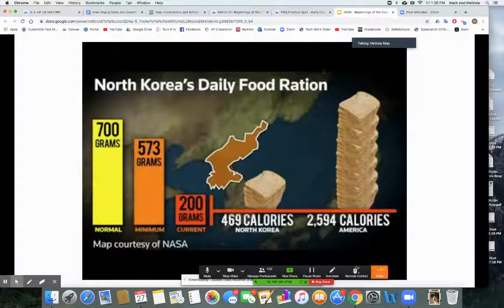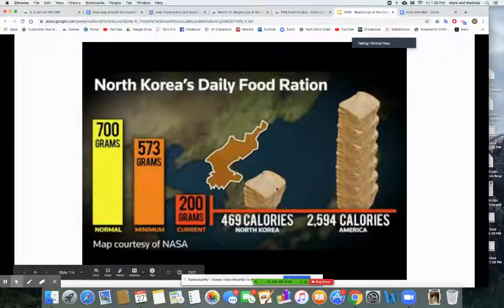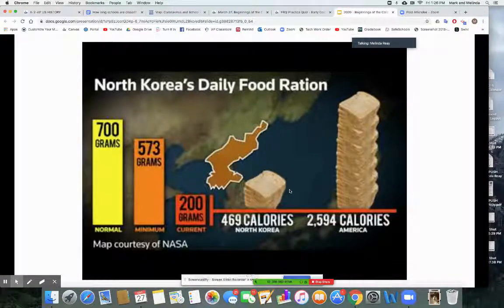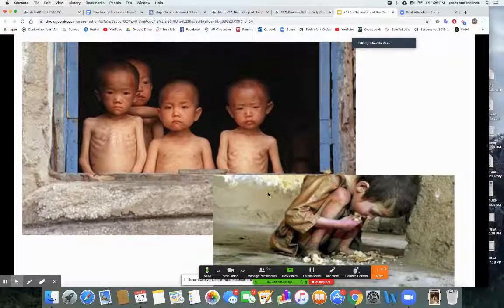So this is how much Americans eat on average every single day. This is how much a North Korean person eats. And that includes today as well, but this was especially in the 1990s. That is actually less than a Big Mac, and it's worth about 1.5 of the hot and spicy McChickens from McDonald's. That is about how much they were eating per day in North Korea. And it resulted in this massive famine throughout the country.